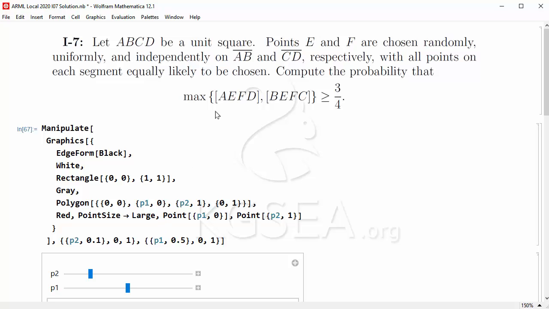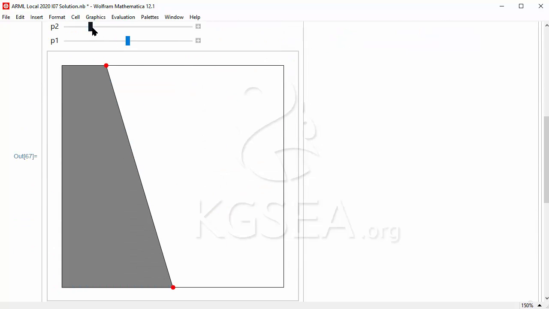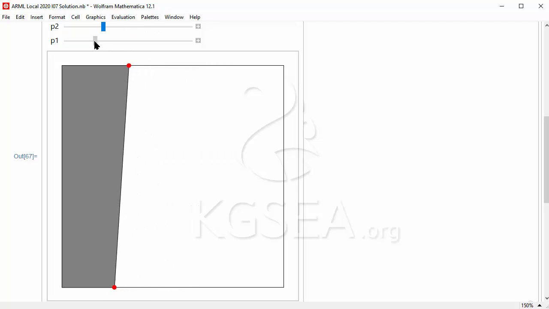In this problem, we want the largest one to be bigger than 3/4. So this is the situation. I made this diagram here. The top point, the red dot, will move around randomly, and the bottom one will also move around randomly. But we want the cases in which either one is bigger than 3/4.